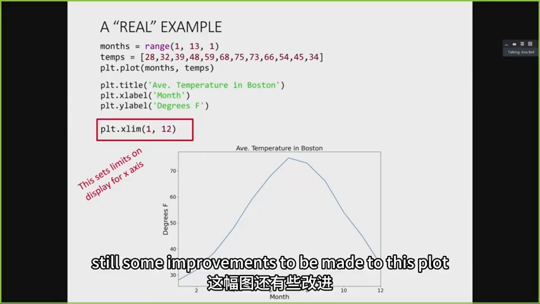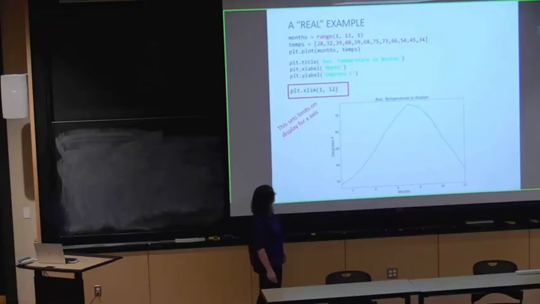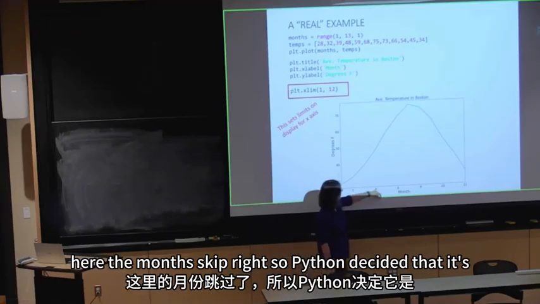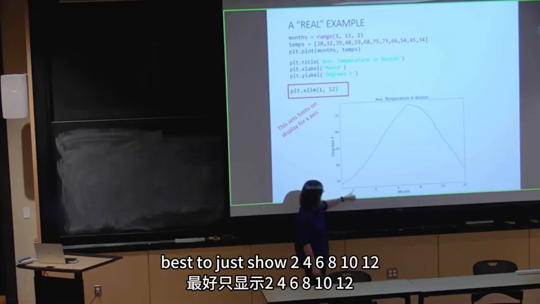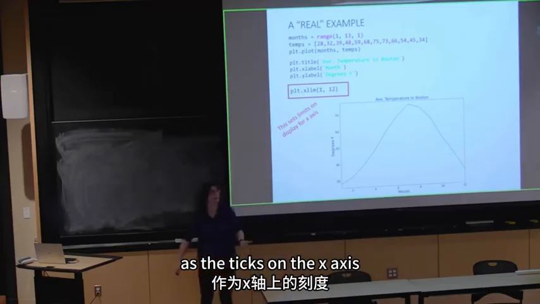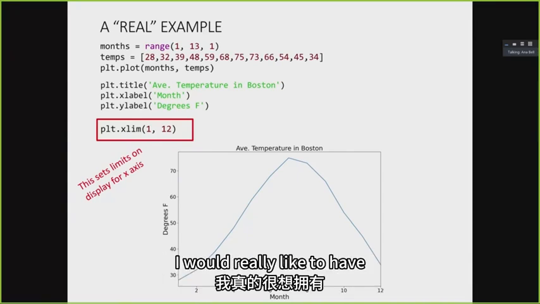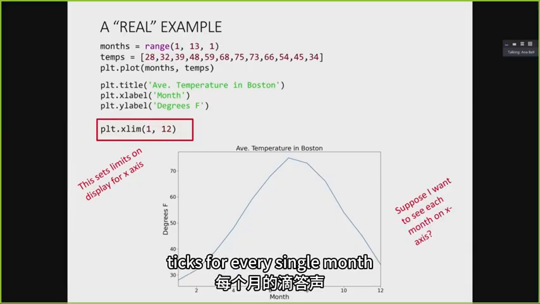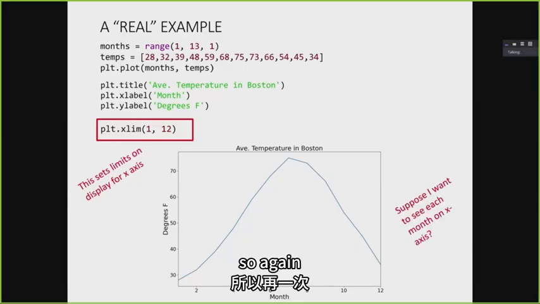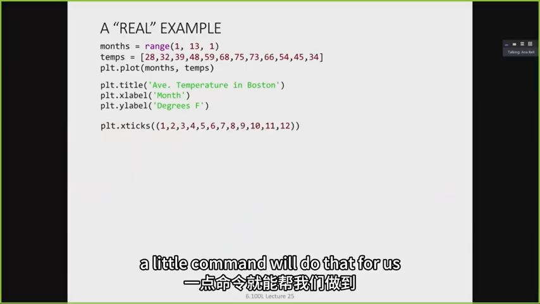Still some improvements to be made to this plot, as in here the months skip, right? So Python decided that it's best to just show 2, 4, 6, 8, 10, 12 as the ticks on the x-axis, but I decide that since I'm showing all the months of the year and their temperatures, I would really like to have ticks for every single month. Right? So again, a little command will do that for us.